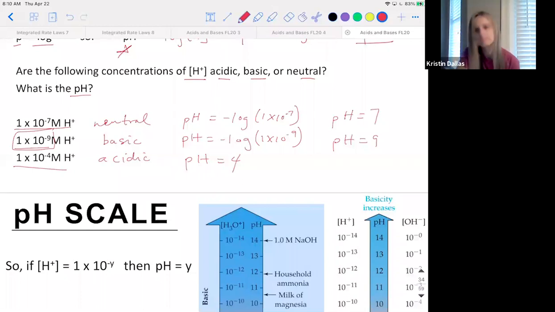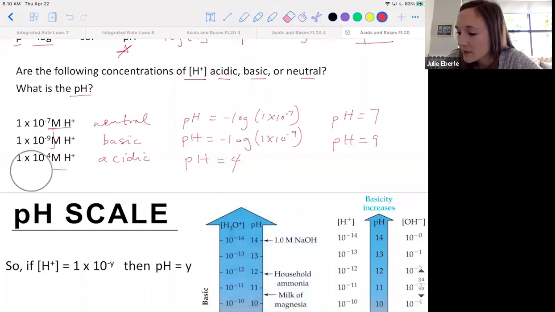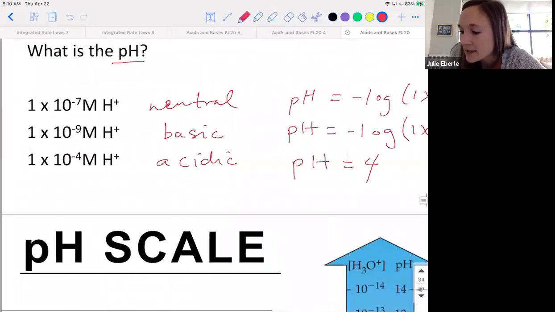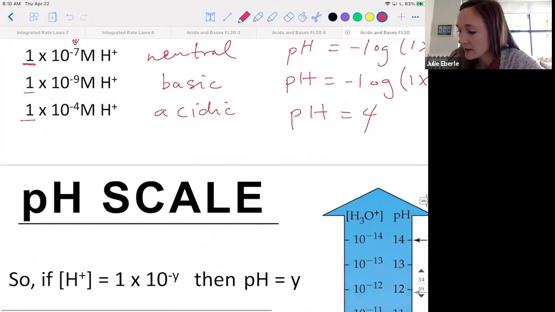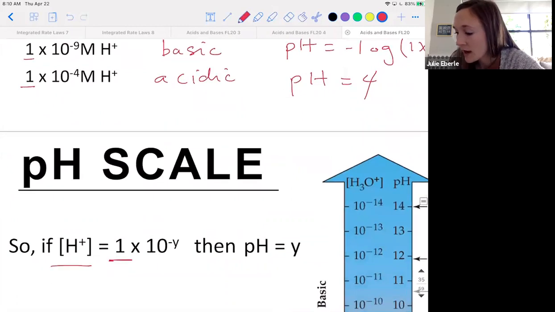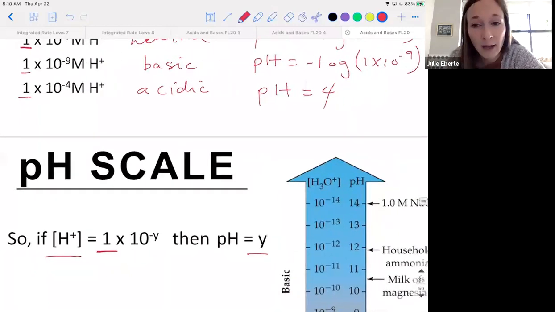When your base number is 1, and not 2.3 or 3.5 or some random number, yes, pH is equal to the exponent. That's what you see right down here. So if the concentration of H+ is 1 times 10 to some negative exponent, pH is equal to that exponent. But you cannot always assume that because your base number isn't always 1. And if it's not 1, how would you calculate it? You just plug it into the calculator.